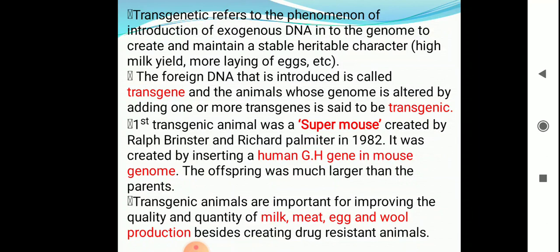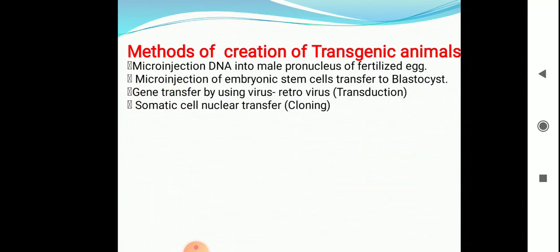The first transgenic animal was the super mouse, created by Richard Palmiter and Ralph Brinster in 1982. It was created by inserting the human growth hormone gene into the mouse genome. The offspring was much larger than the parents. Transgenic animals are important for improving the quality and quantity of milk, meat, egg, wool production, and for disease and drug resistant animals. Now, in these two slides I have given the introduction to transgenic animals. Now in the next slides, how will we proceed? That is the method of creation of transgenic animals. How will we proceed?